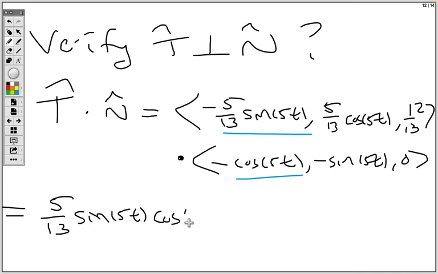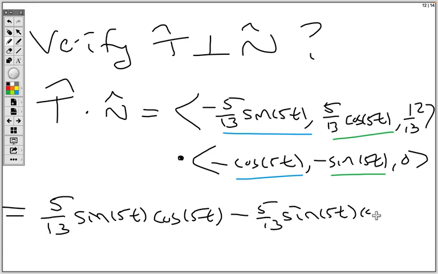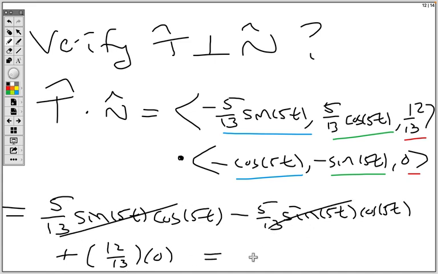Sine of 5t, cosine of 5t. Multiply the y components, you get a positive times a negative, that's a negative 5/13 sine of 5t, cosine of 5t. And then the z components, when you multiply, they zero out: plus 12/13 times 0. So these cancel out, we get a 0, boom, they're orthogonal. So this proves that they're orthogonal all the way down. As you're traveling on this helix, you've got the direction you're going and the direction you're turning, and those are always at 90 degrees. Okay?